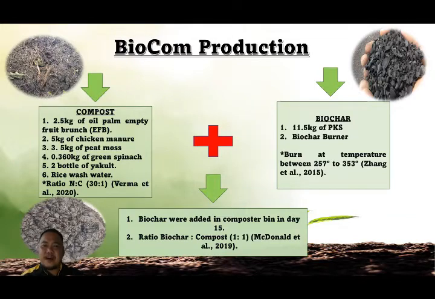Next, we go to the second part, which is the biochar production. 11.5 kg of palm kernel shell was sterilized in the biochar burner with a temperature range between 257 degrees Celsius to 353 degrees Celsius. Biochar was added into the composter bin at day 15. The ratio that was used for the biochar and compost mixture is 1 to 1.